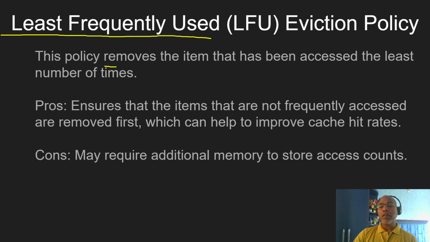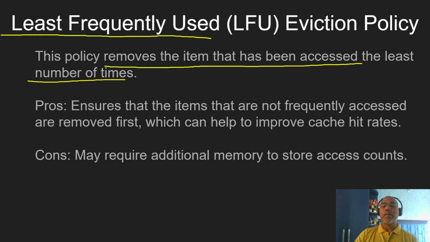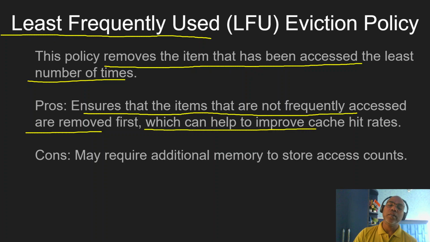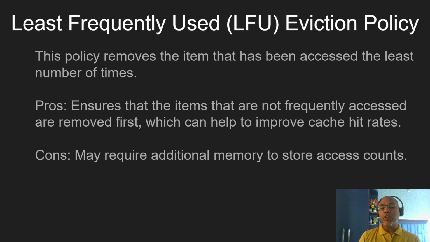Another technique you can use is the least frequently used. This policy removes the item that has been accessed the least number of times. It ensures the items that are not frequently accessed are removed first, which can help to improve the cache hit ratio. So this is also a technique that can fit for you. This works on the number of counts, which items have been accessed the least number of times.